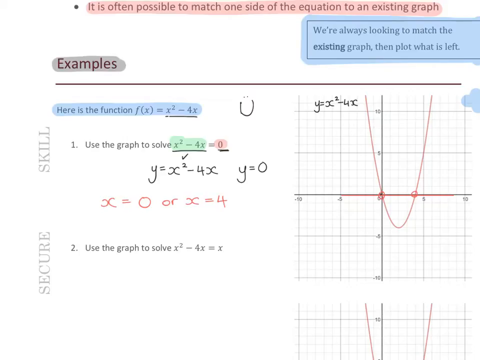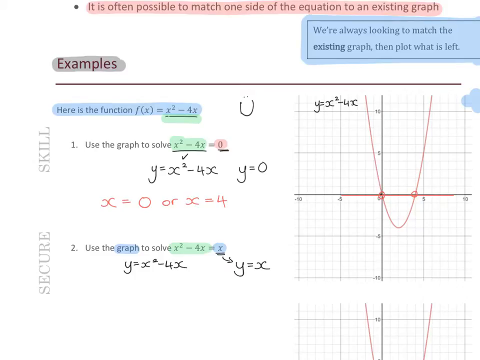Okay, question number 2, I'm going to do in blue. So use the graph to solve x squared minus 4x equals x. And remember, we're looking to match that function. Now again, that is what we're looking for, so it's matched. So I already have y equals x squared minus 4x. So then I need to do this side as well, and that is y equals x.